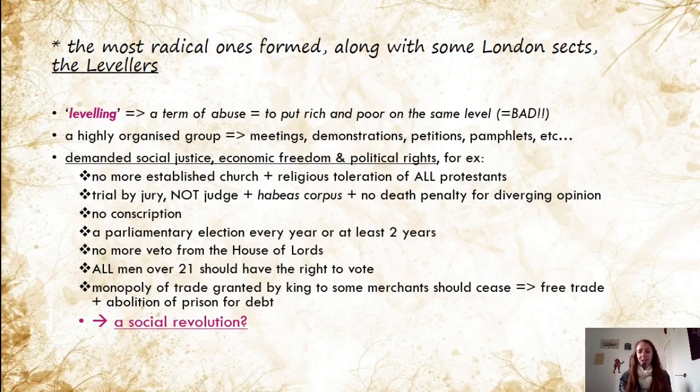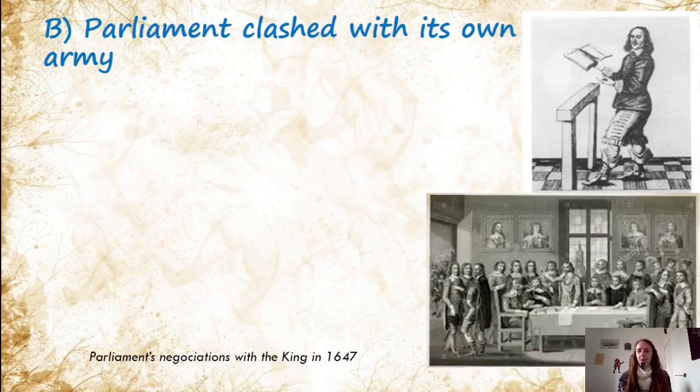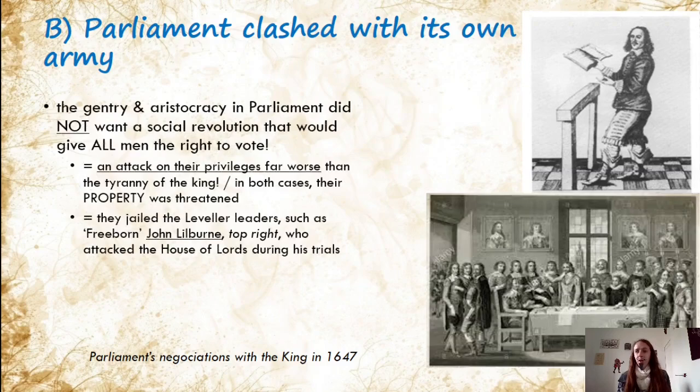Basically, what they were suggesting was akin to a social revolution. But Parliament started to clash with its own army because the gentry and the aristocracy in Parliament did not want that social revolution that would give all men the right to vote. This would have been an attack on their privileges that would have been far worse than the tyranny of the king itself. And in both cases, their property was threatened.